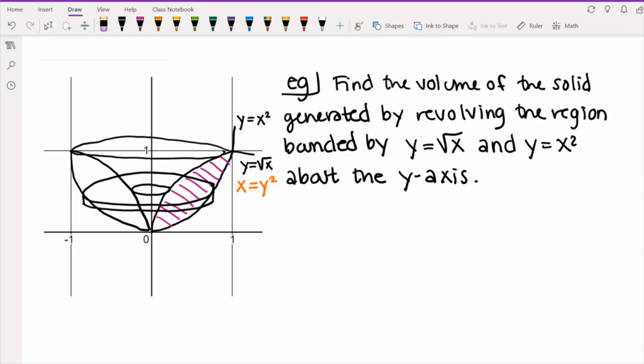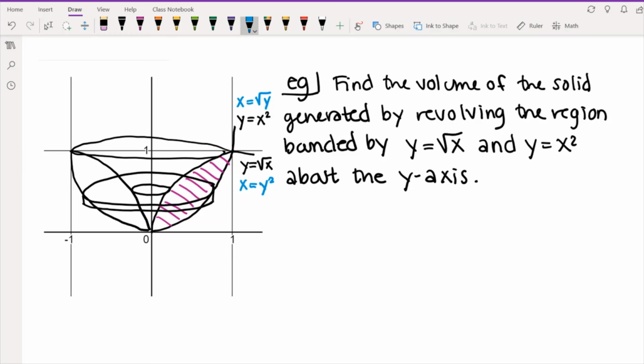And actually, let me do this in another color, because I forgot I was using orange for something else, and I want to be consistent here. So this is going to be x is equal to square root of y, and this is y is equal to x squared. Or sorry, x is equal to y squared.